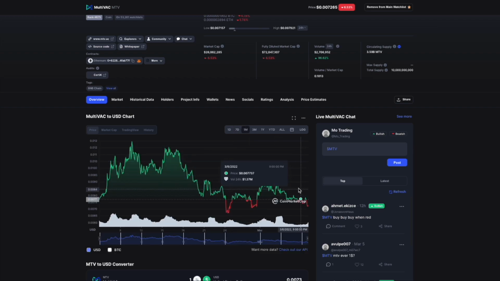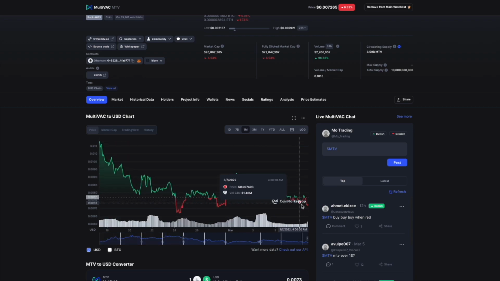Even on the monthly, you can see that Multivac was trading around the green zone, and it looks like price came back down into the demand zone essentially. Hopefully we can respect this demand zone and we could possibly see another reach towards the upside.